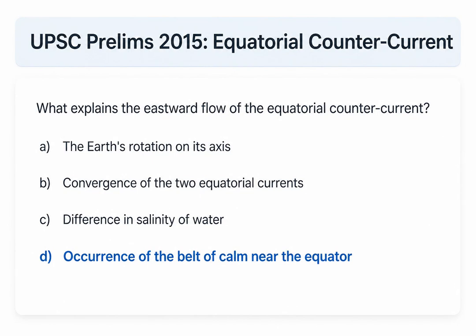This exact mechanism was tested in the 2015 UPSC prelims. The question asked what explains the eastward flow of the equatorial countercurrent. While the Earth's rotation creates the Coriolis force, that does not cause countercurrents. Convergence is a prerequisite, but it does not always cause them. Salinity mostly affects vertical movement. The correct answer is the occurrence of the belt of calm near the equator, known as the doldrums, which facilitates this backward movement of water.